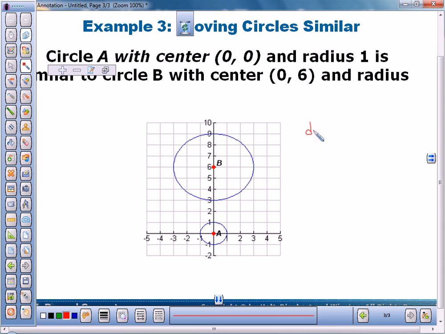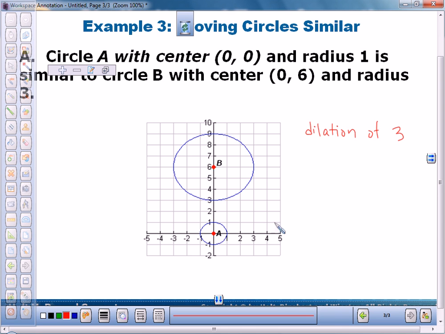I can tell just by looking at it. What dilation takes us from this circle to this circle? A dilation of 3, because it went from a radius of 1 to a radius of 3. Okay, and then it's going to take a shift. So what's our translation? Up 6. That should have the word units. Okay, so this is how we can describe it in words, which is what I'm going to make you do.